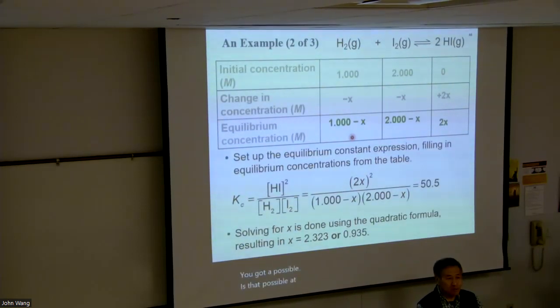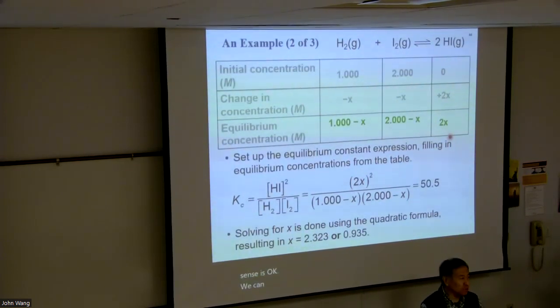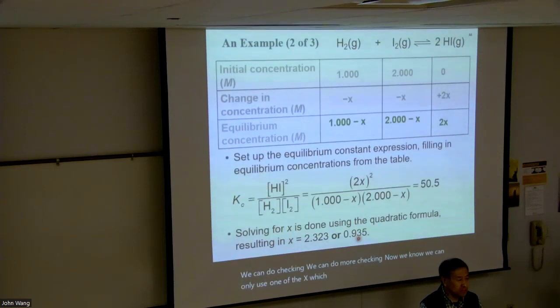Therefore, at equilibrium, something becomes negative. Not only that, the things become negative, therefore, no. At equilibrium, everything must exist, okay? More or less, even though they are not in your equation for the case, they must be there to keep your equilibrium. Therefore, forget about negative, okay? So negative is not good. Therefore, we cannot use this one. Then we try this other one, we put it here, then everything is positive. So you can do a check. Now we know we can only use one of the x values, the smaller one in this case.